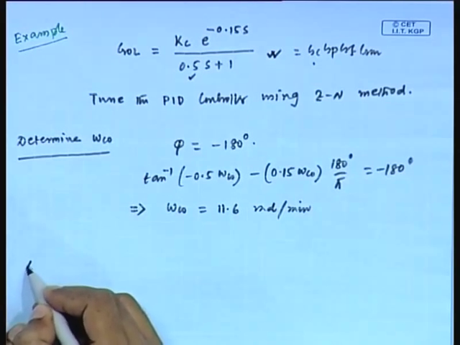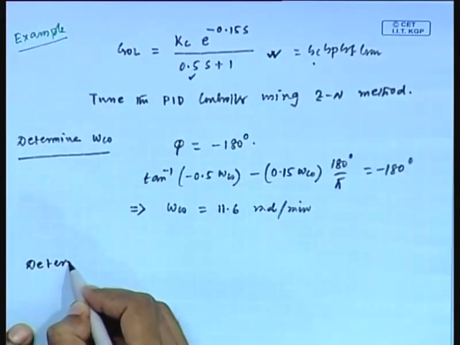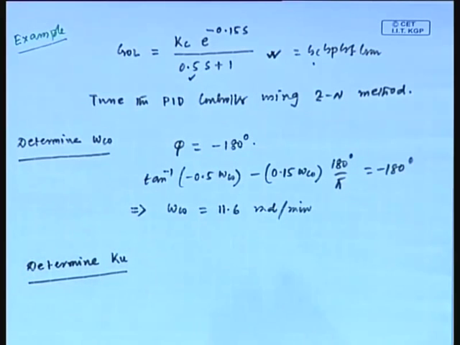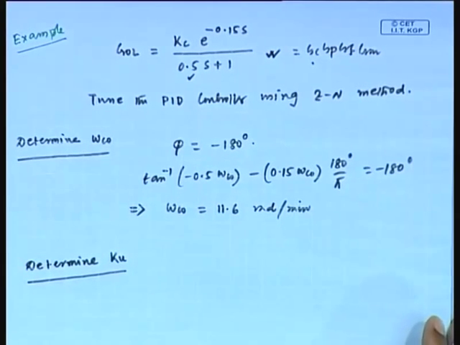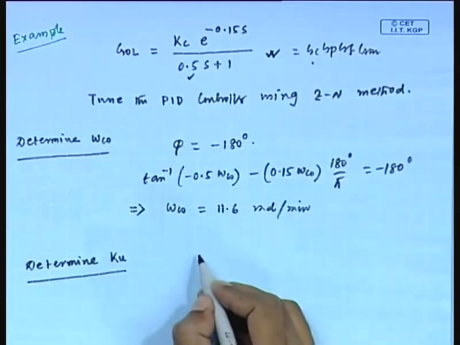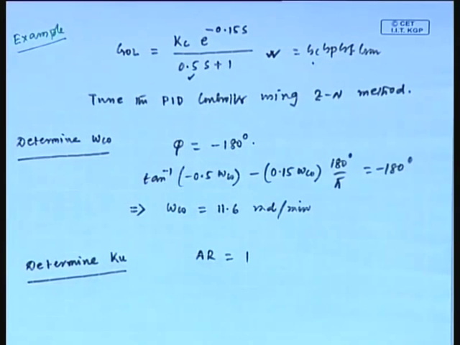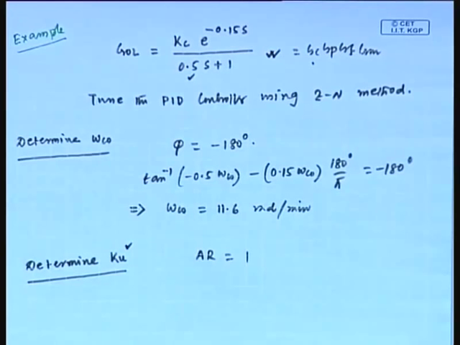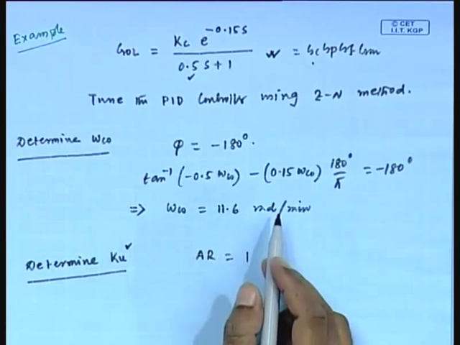Then determine ultimate gain. We can obtain ultimate gain if we consider amplitude ratio equal to 1 at crossover frequency. Ku is the value of Kc at which we obtain sustained oscillation, and that corresponds to the condition of amplitude ratio equal to 1 at crossover frequency.